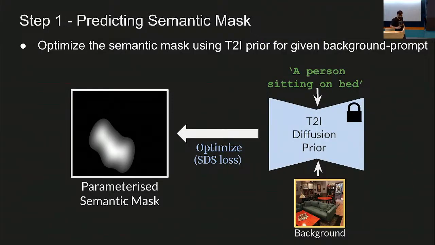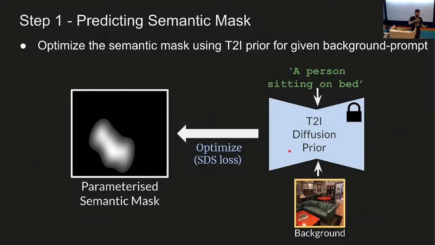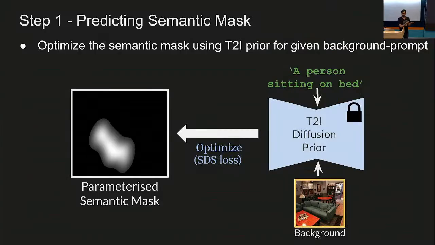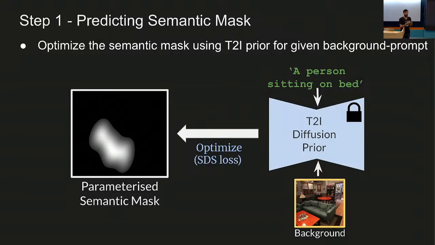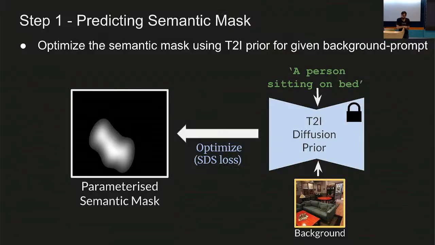So what we did was we used something called SDS loss, which is a little bit involved concept. What it does is it takes the information from a text-to-image model and it can help you compare an image and a text. If image and text are close by, your SDS loss will be low. If image and text are very far away, it will give you high values. So that's why you are using a text-to-image model.